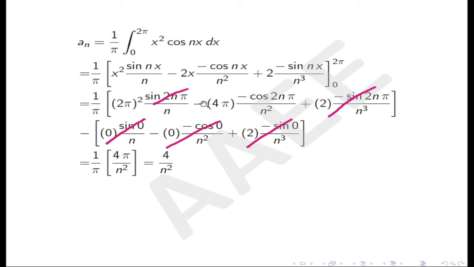This one, minus minus will become plus. Cos of 2n pi is 1, and that one will be the 4 pi upon n square. Pi and pi will get cancelled from numerator and denominator, and hence you will get an is equals to 4 upon n square.